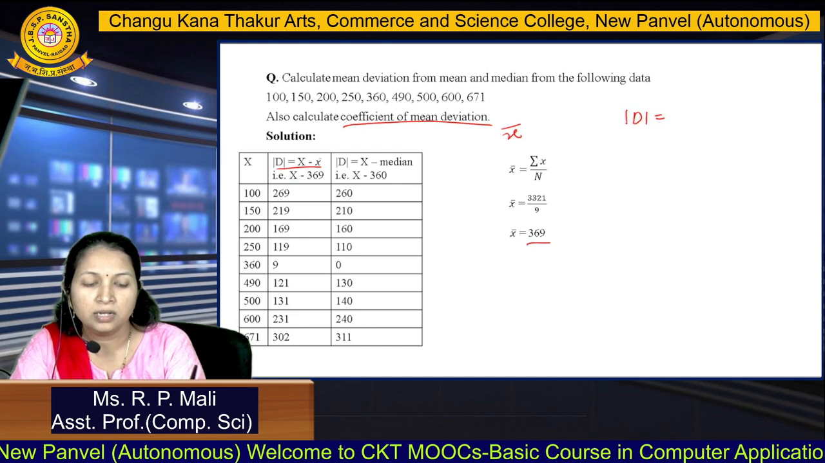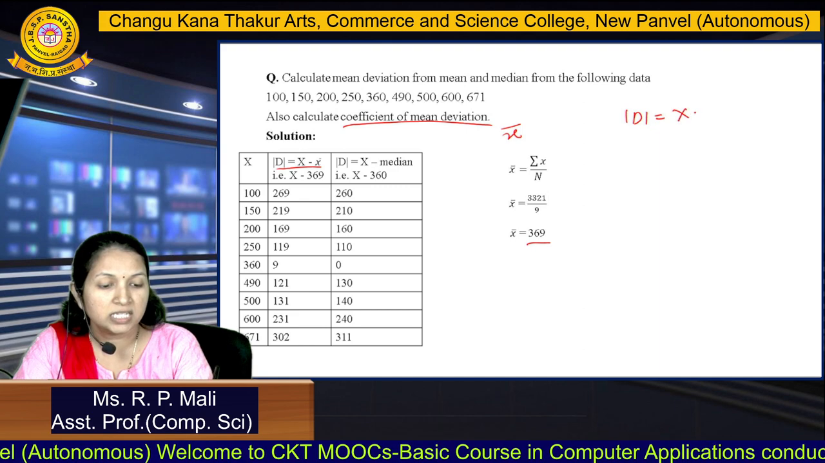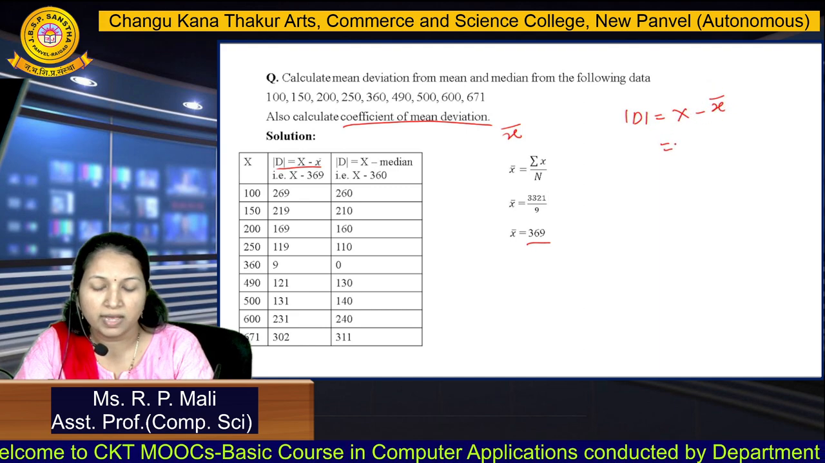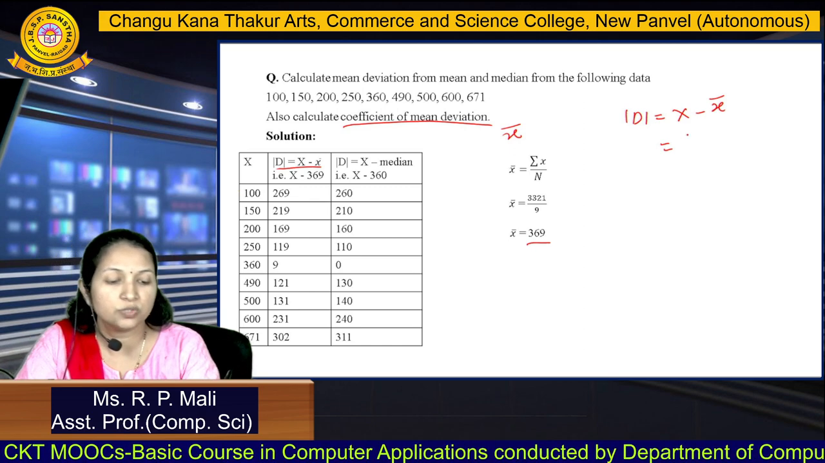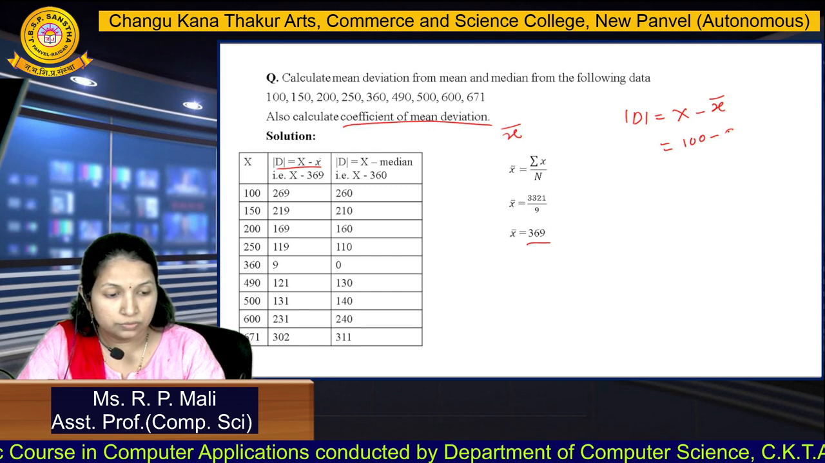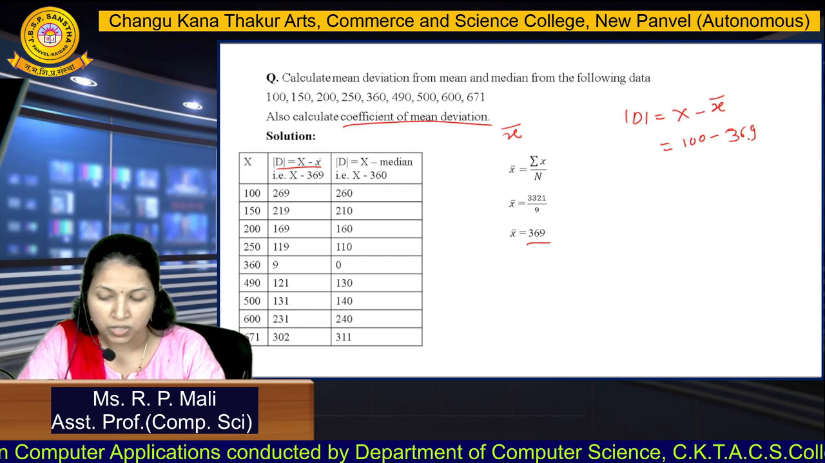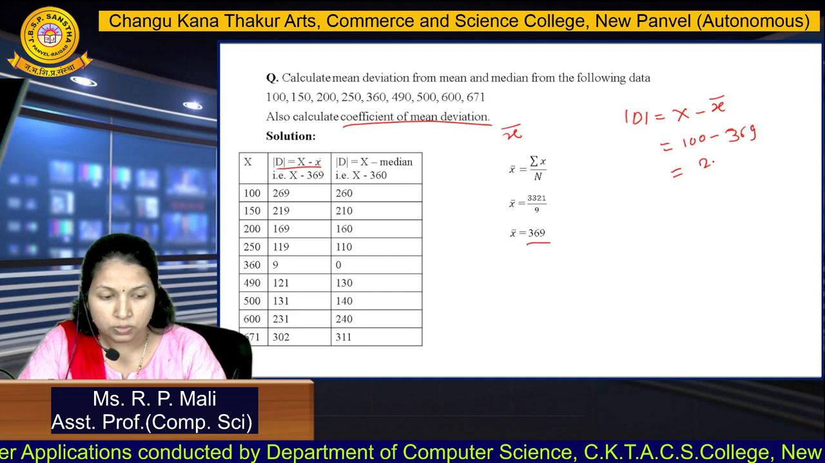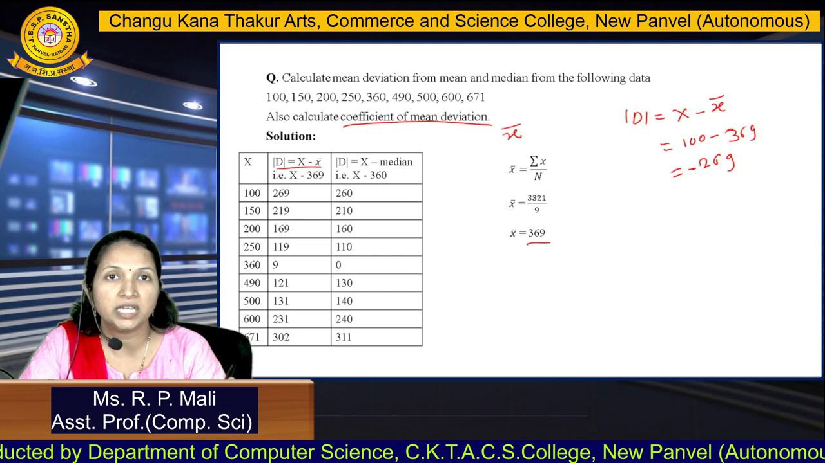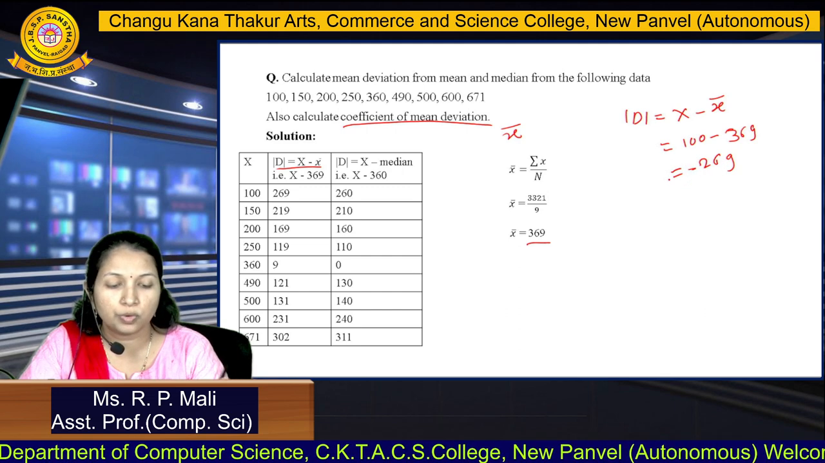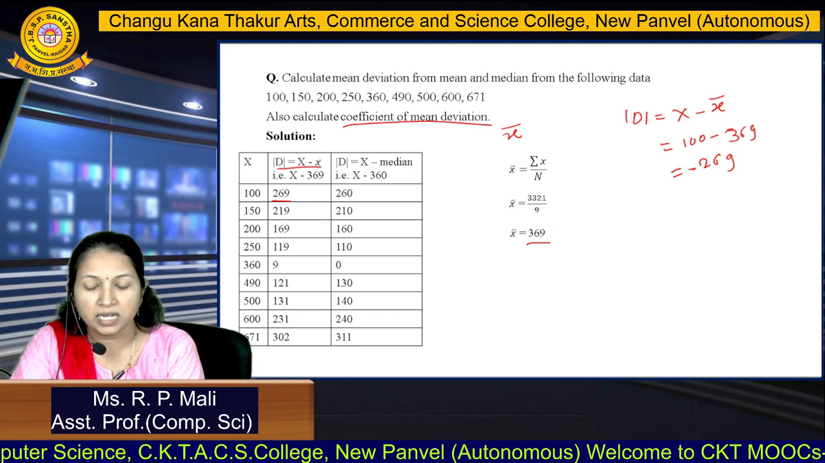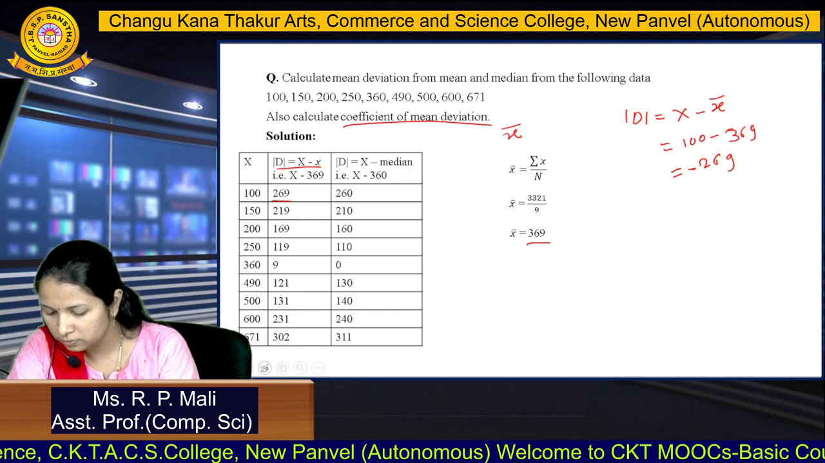What is your formula? Mod d is equal to x minus x bar. Now we know the value of x bar, and we know the value of x. Suppose your first value of x is 100. 100 minus your mean, which is 369, gives 269. It is actually minus 269, but here we are ignoring the sign, so it becomes positive. That's why you have the value 269. After that, we do the next calculation.